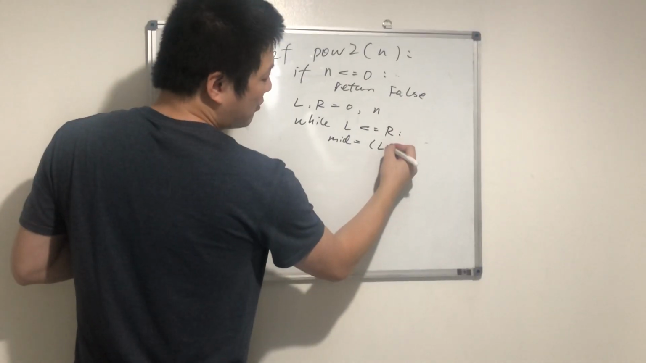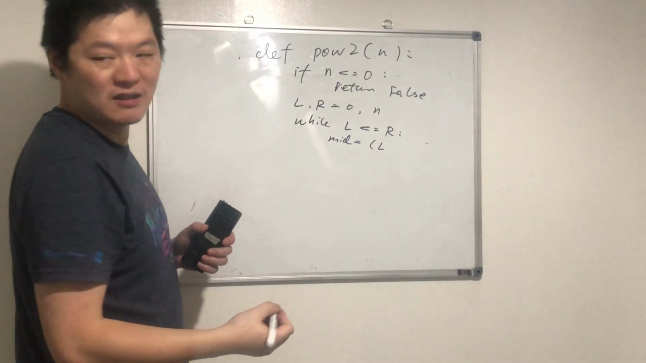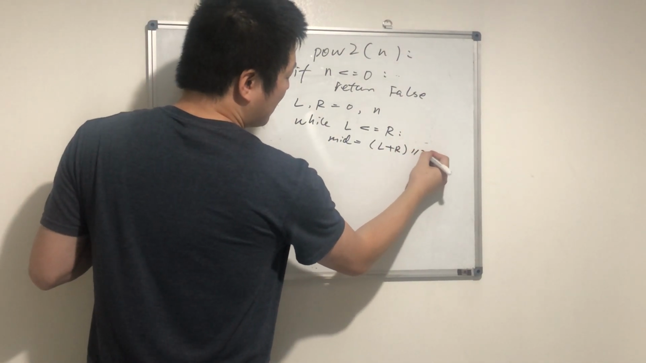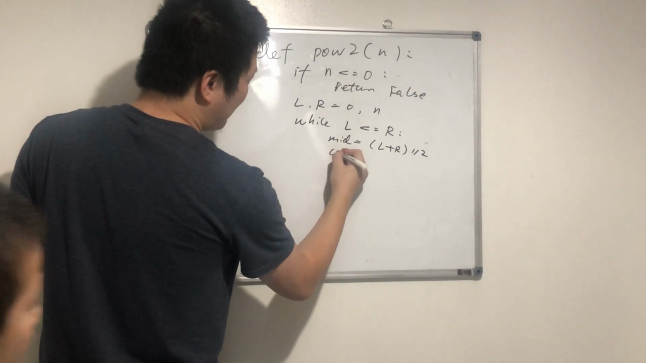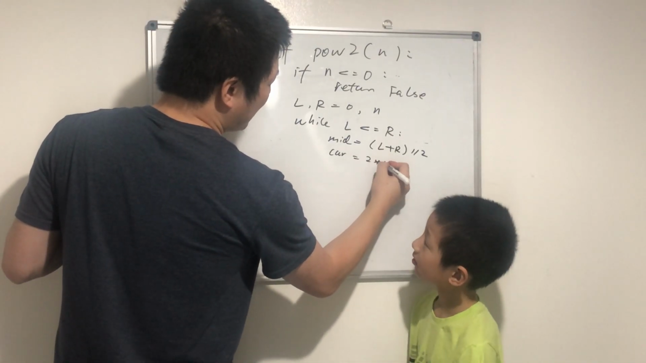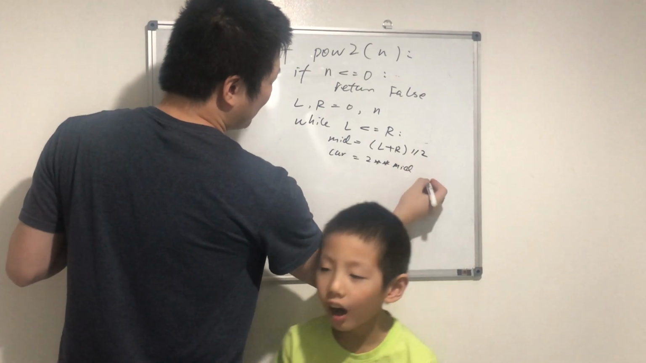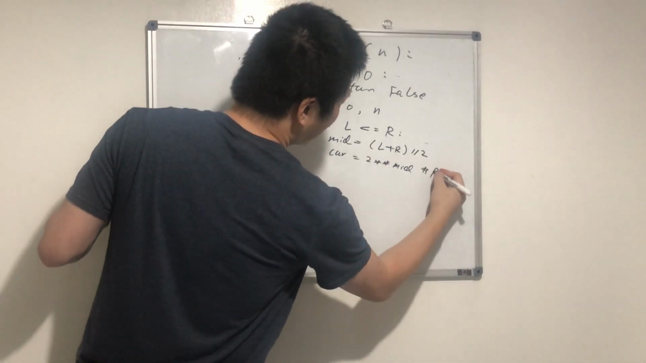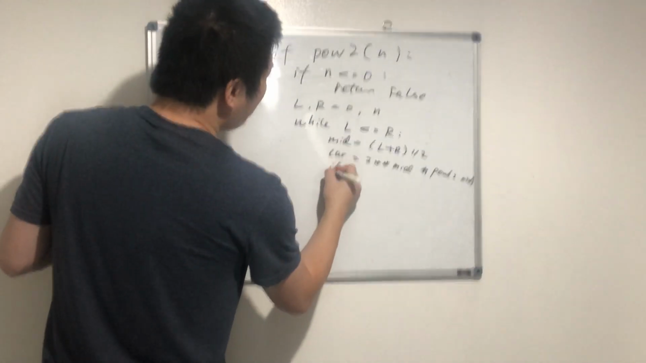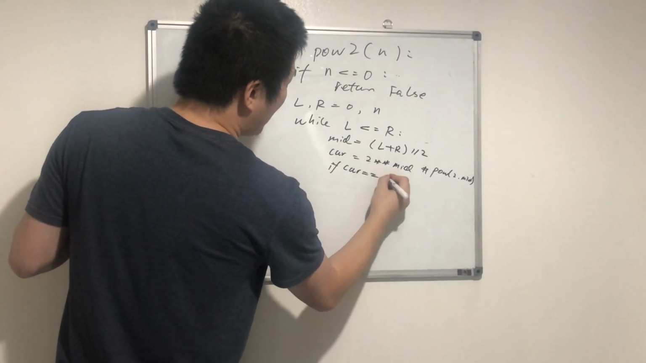Middle. What does mid equal? Left add right divided by 2. Yes, okay, and then I have a current value. Current value is 2 to the power of mid. You can write it this way. Okay? If current equals n, what should we return?